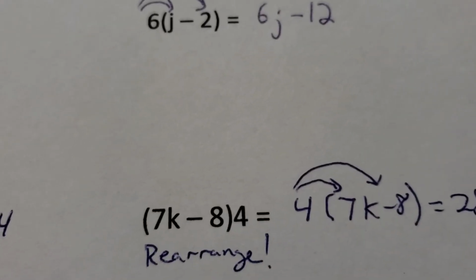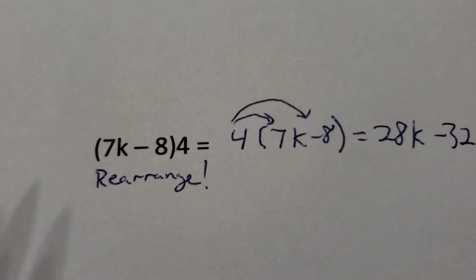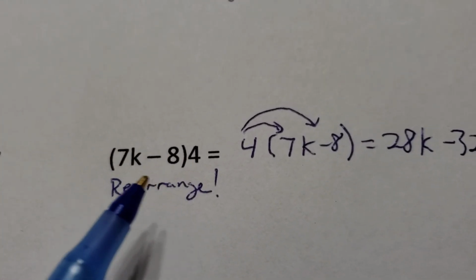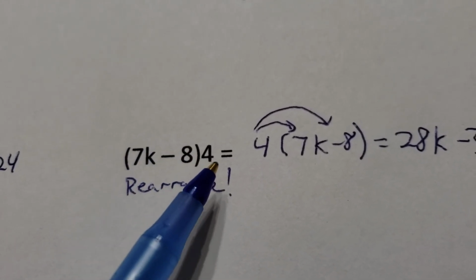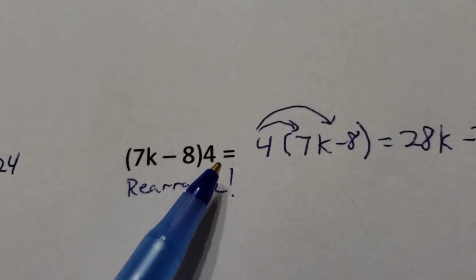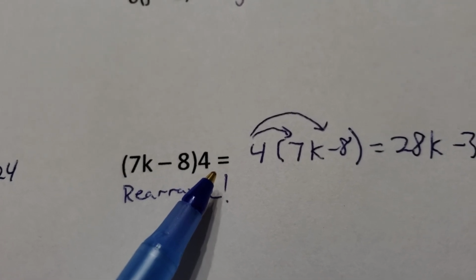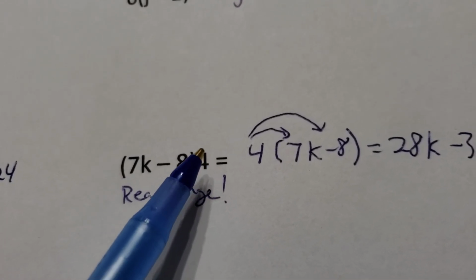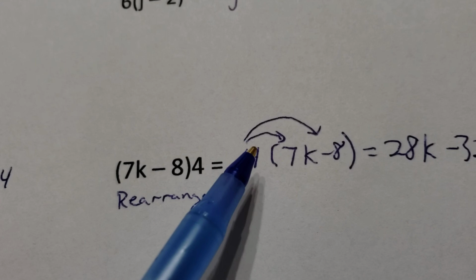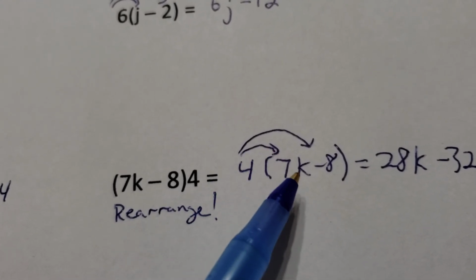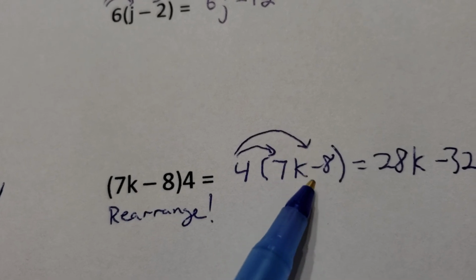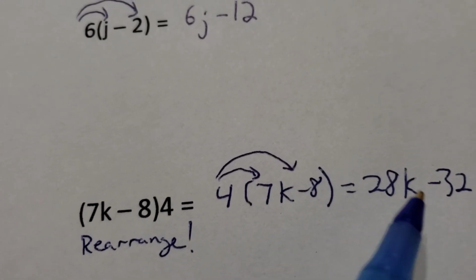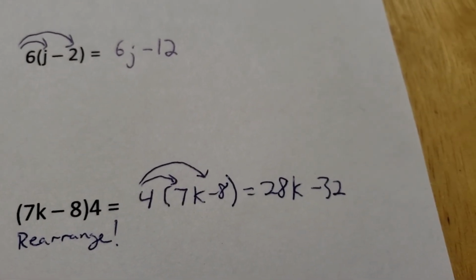Now sometimes they're written like this. I know in IXL they'll do this to you a lot, where they'll have a distributive situation where they've got the grouping inside first, and then you have the multiplication number on the outside. What I like to do is just rearrange those. Instead of having that times 4 hanging out on the end, let's just move it out front like we normally would. 4 times 7k gives me 28k, and 4 times, I'm going to treat this like a negative 8, gives you a negative 32. So 28k minus 32.